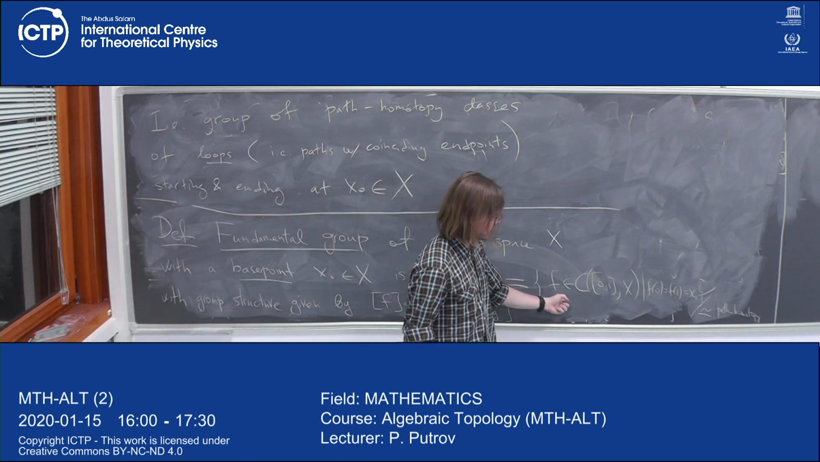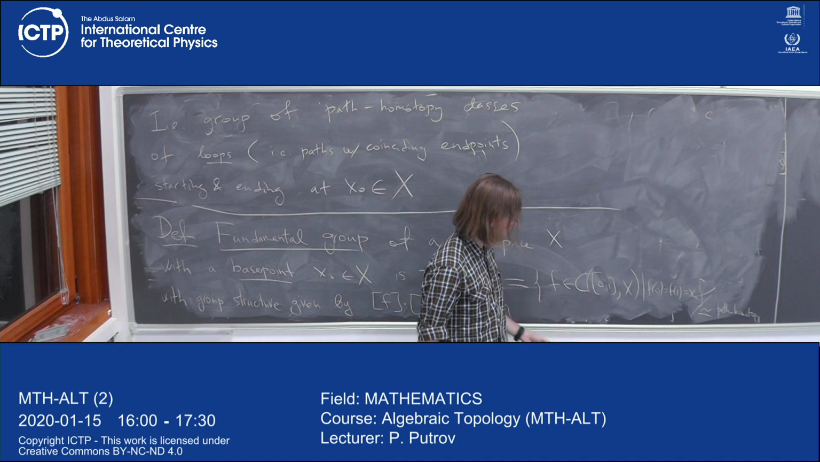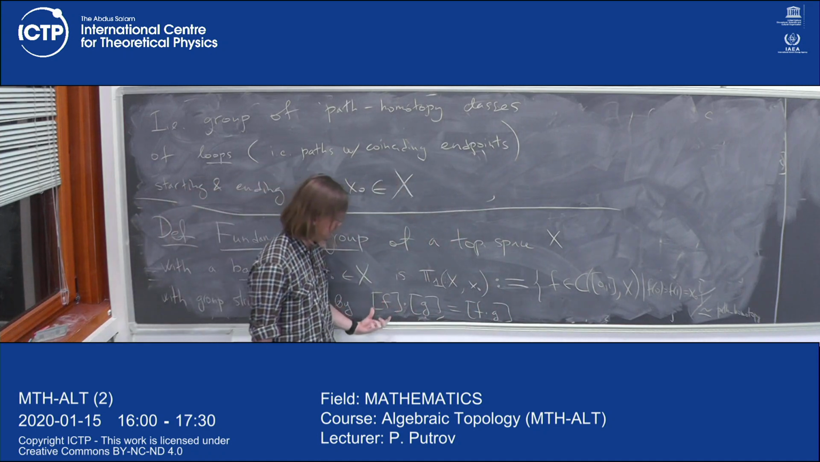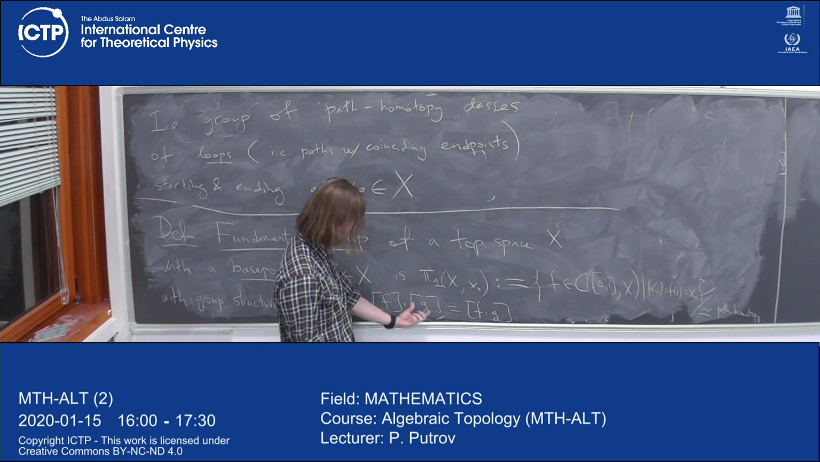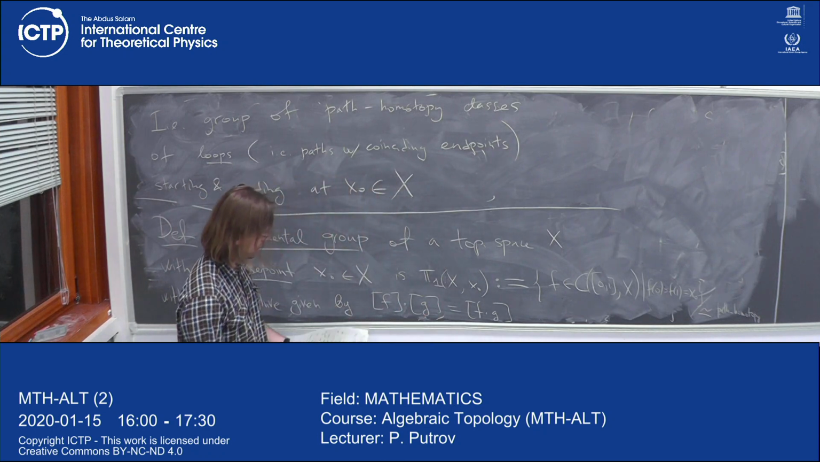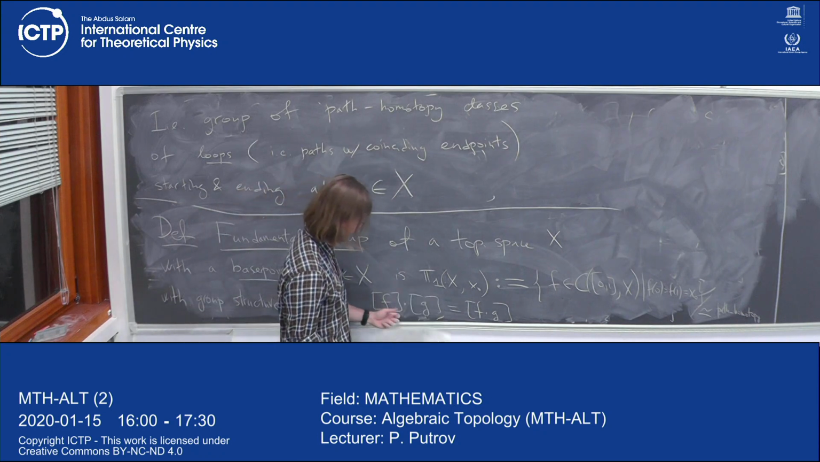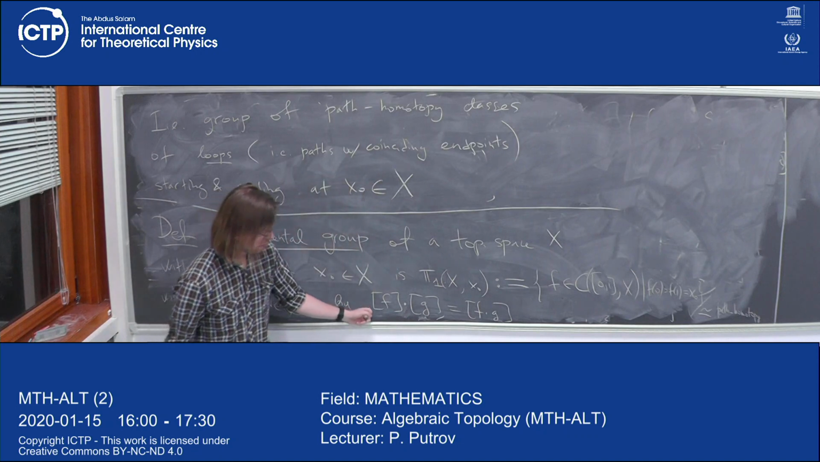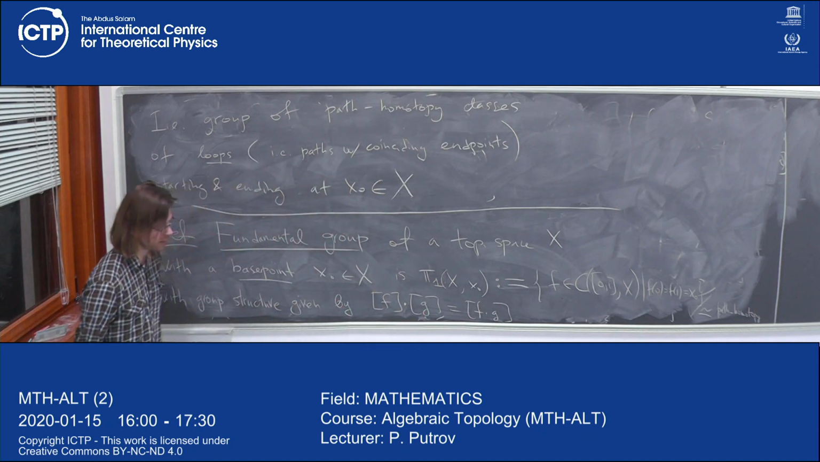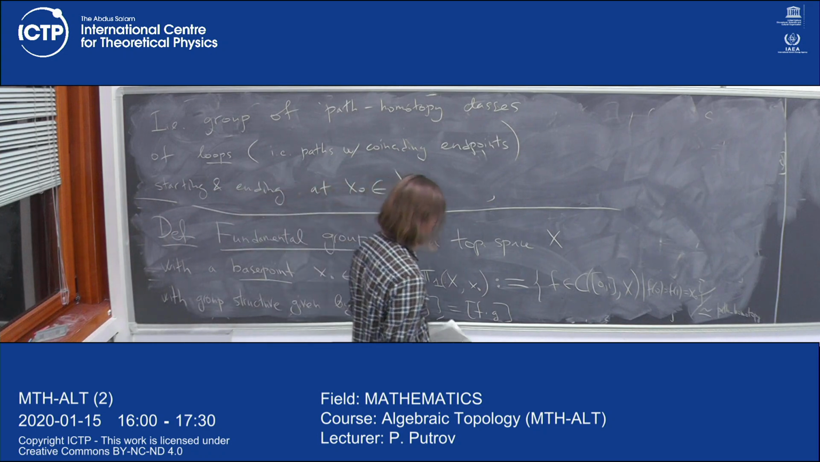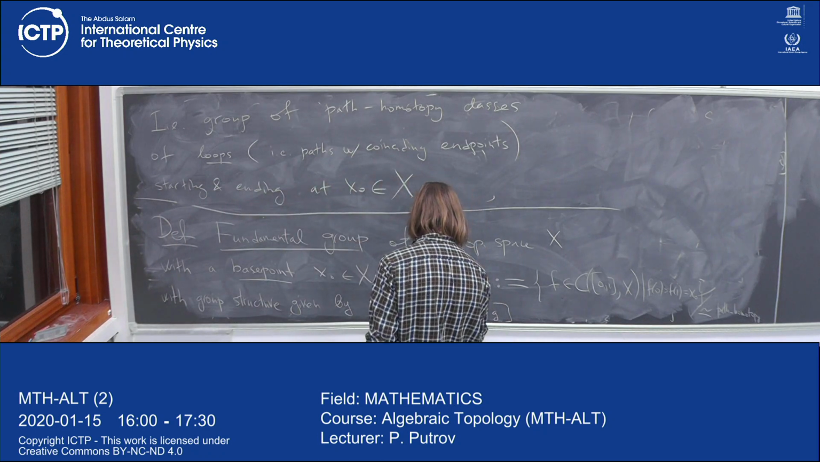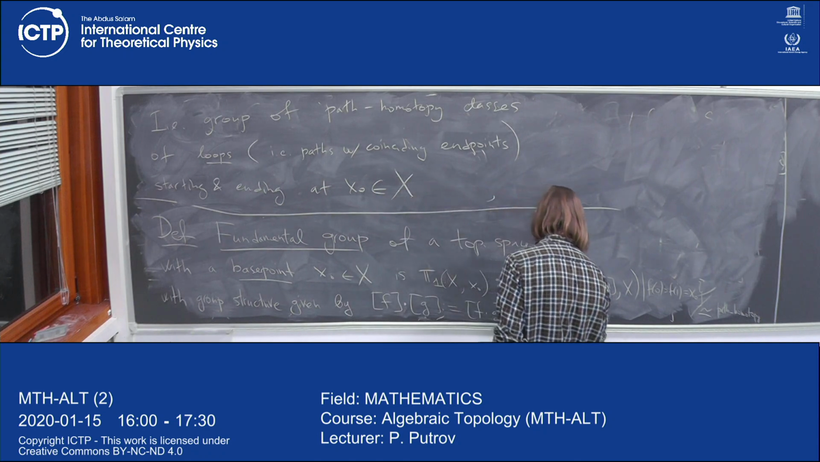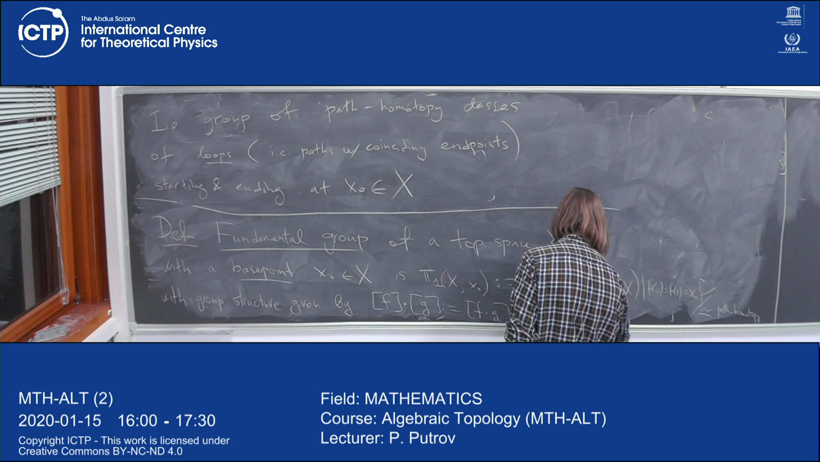So this quotient, this equivalence relation, defines it as a set, but we want to equip it with the group structure. We want to say what is the group structure, so what is the group product of a pair of elements? And we define it like this. So this defines a map from pi1 times pi1 to pi1.